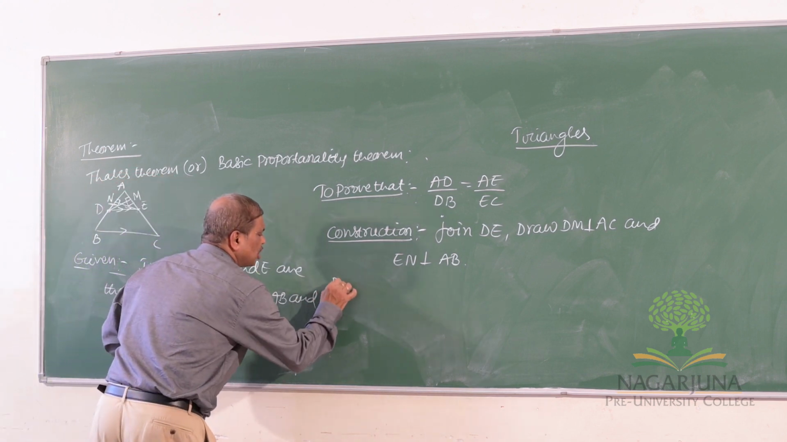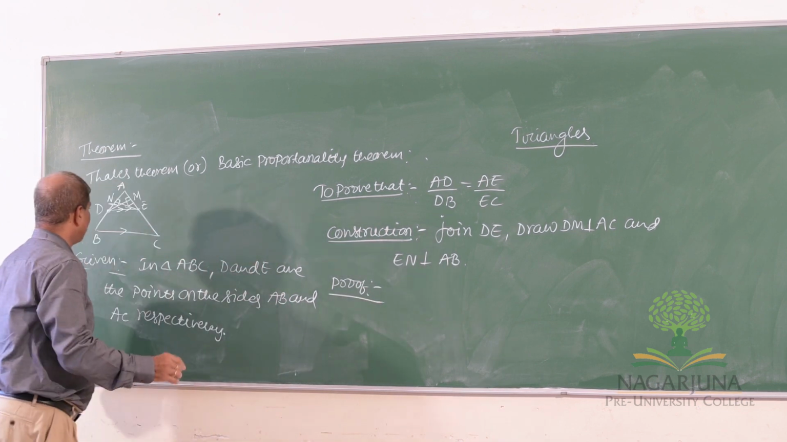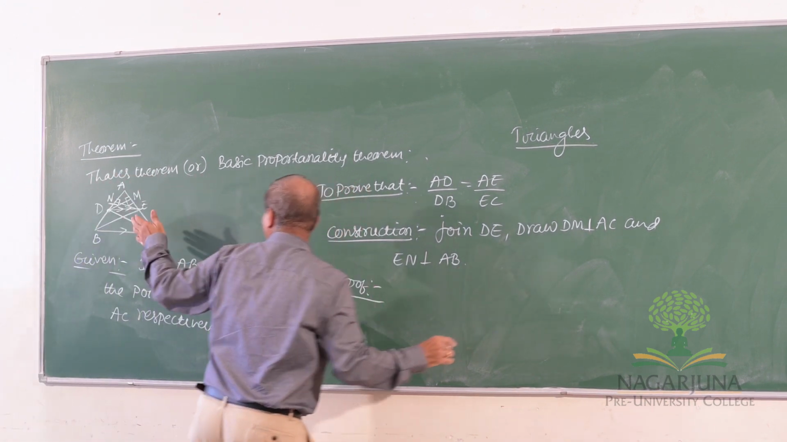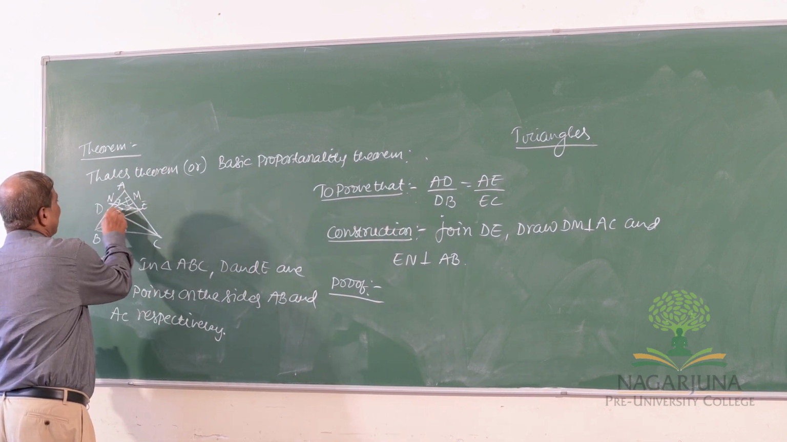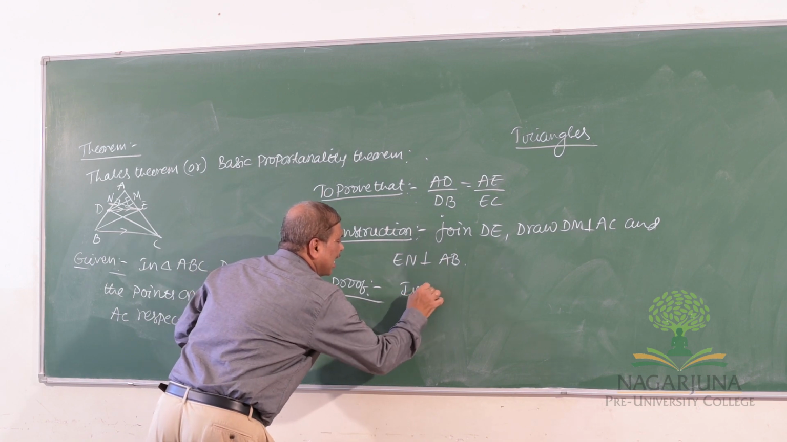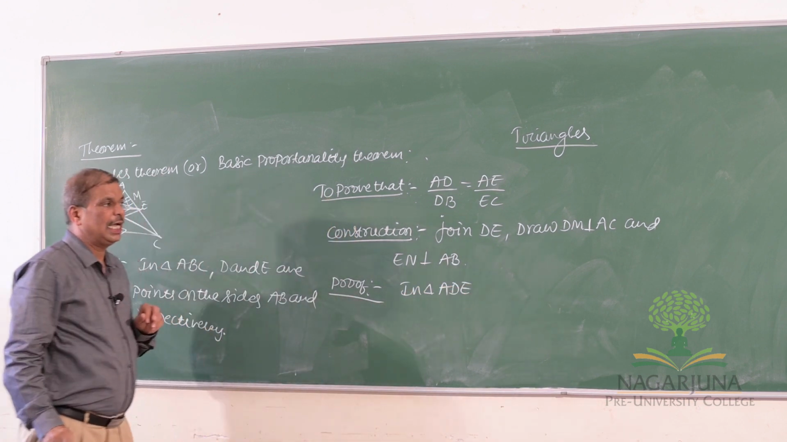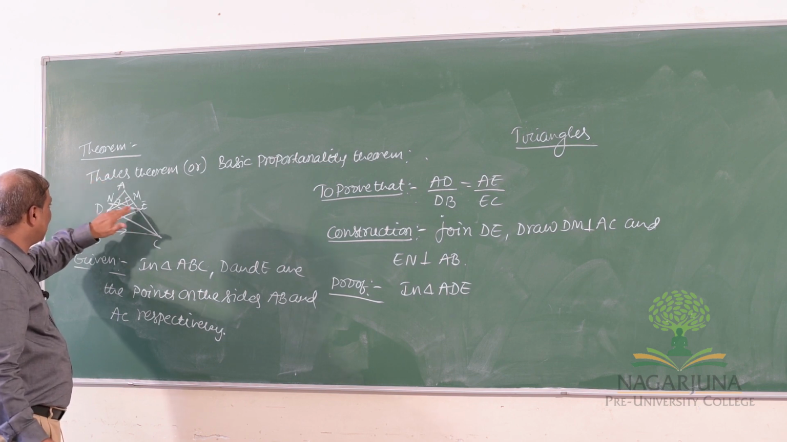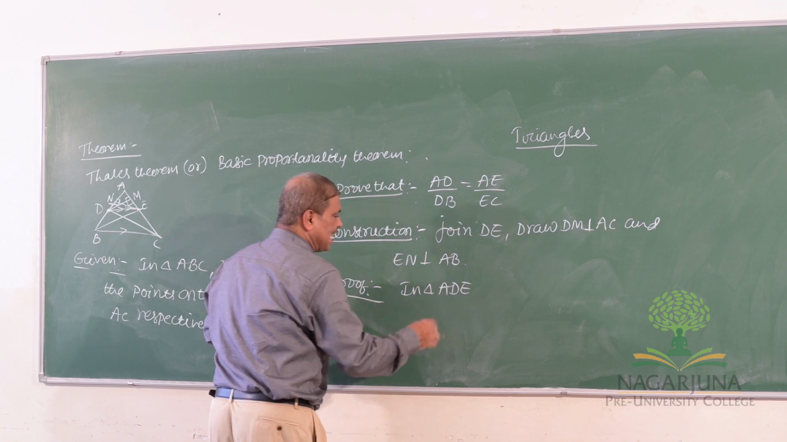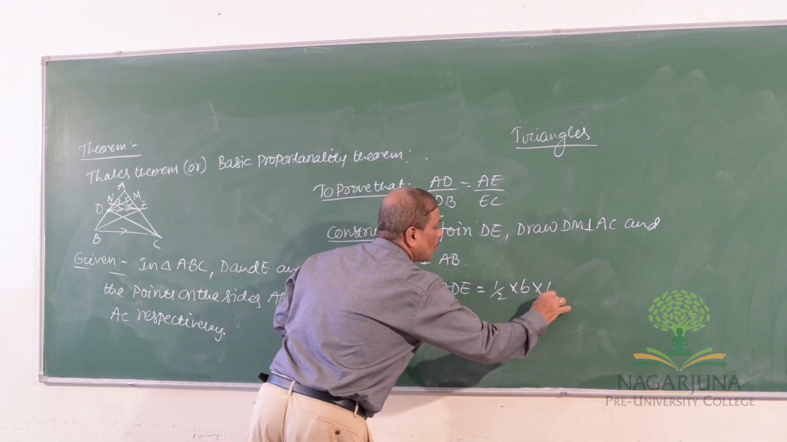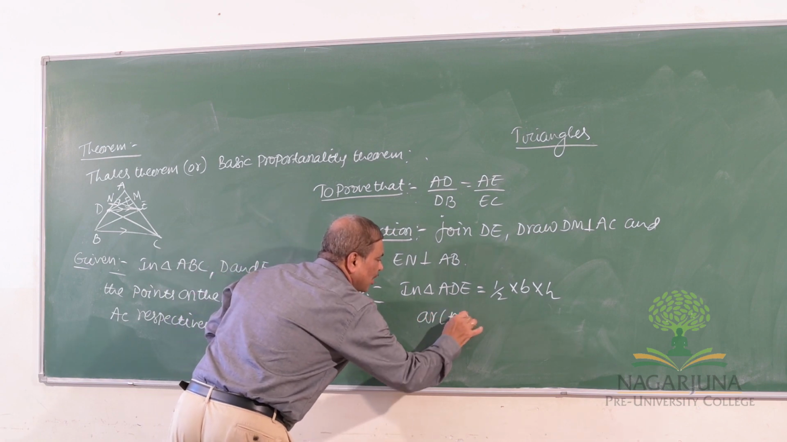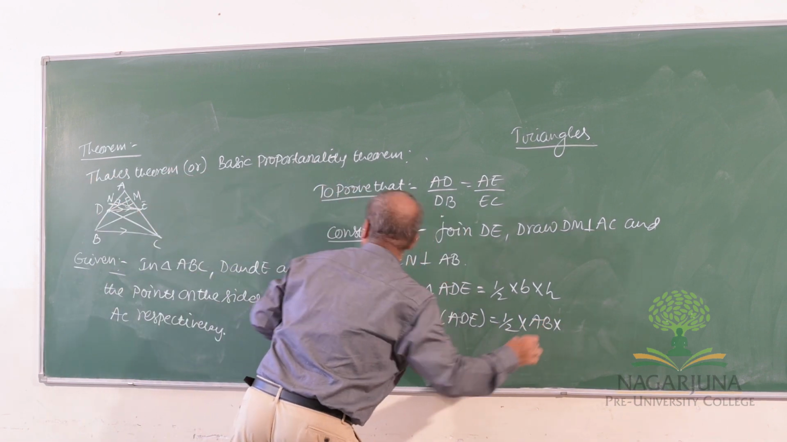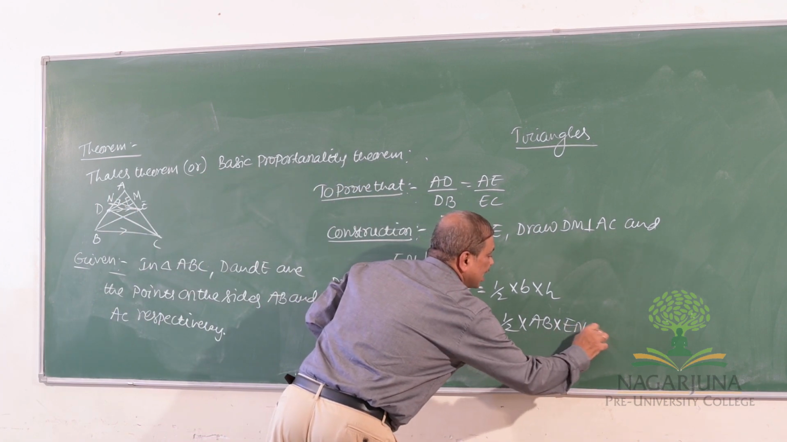So after construction, the proof will be there. Better you do one thing. Join DC and BE also. First, take triangle ADE. Already you know the area of a triangle is half into base into height. In triangle ADE, take AD as the base and EN will be the height. So area of triangle ADE is equal to half into AD into EN. This is called equation 1.